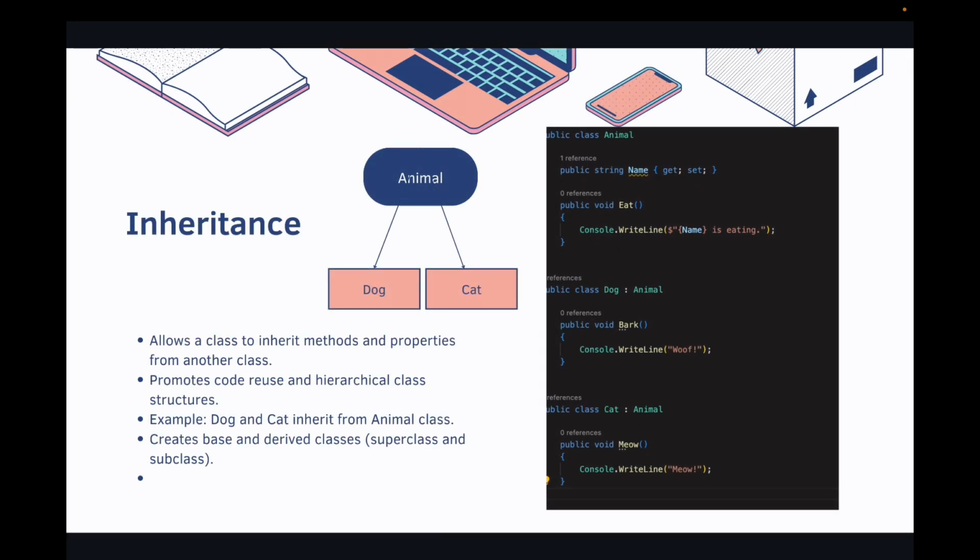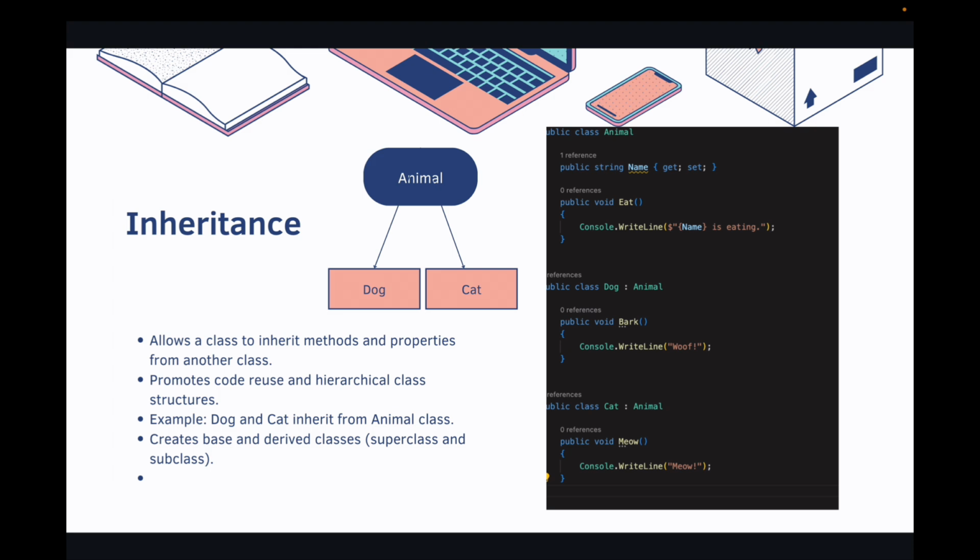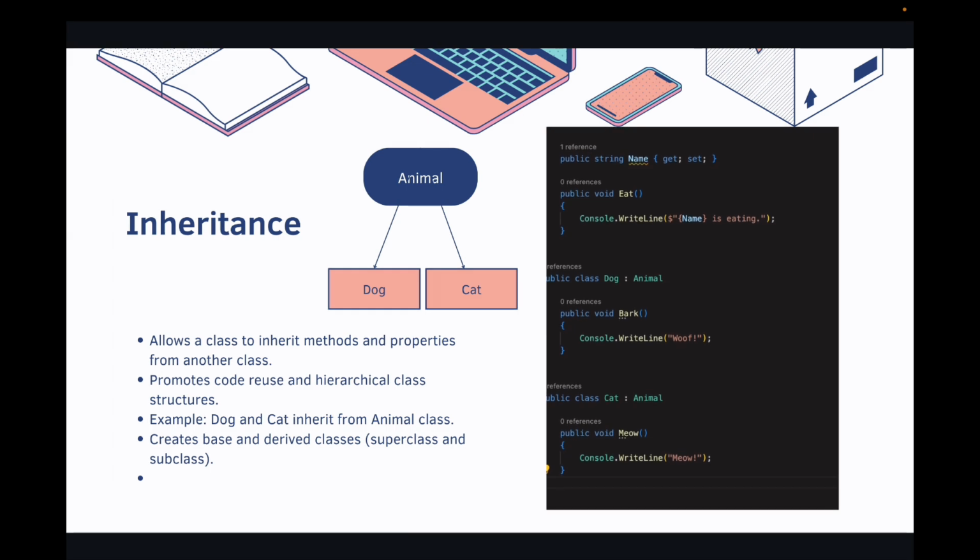Now, let's talk about inheritance, another key principle of OOP. Inheritance allows us to create new classes that are based on existing classes. This is a great way to reuse code and build a hierarchy of classes. For example, if we have a base class called animal, we can create new classes like dog or cat that inherit from it, meaning that they'll get all the properties and the methods of the animal class for free. In this example, cat and dog are both subclasses of animal, inheriting the name property and the eat method, but they can also have their own unique behaviors like bark and meow. This helps us avoid repeating code while still allowing for specialization.